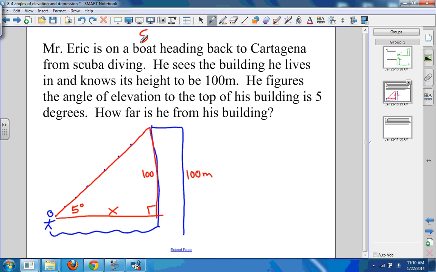And our SOHCAHTOA will help us solve it. So, we have our angle of 5 degrees, 100 meters. Let's label our sides. Our hypotenuse is always the easiest to figure out. Hypotenuse is here. We don't know anything about it, so we're probably not going to use it. 100, this side over here, is opposite of our angle, so that's the opposite side. And our x is next to the angle. This is the side touching the angle, so it is our adjacent.